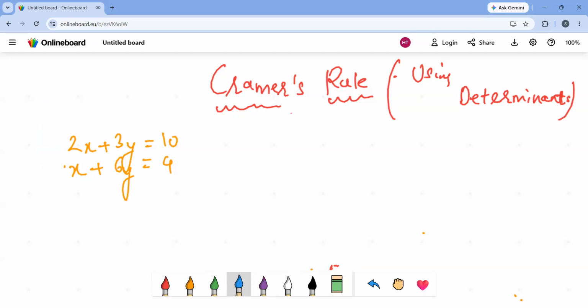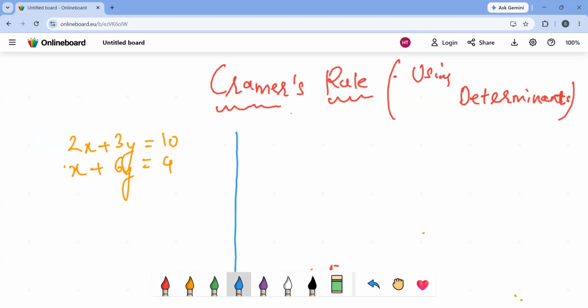Cramer's rule. We are using Cramer's rule to find the value of x and y. We have two linear equations, or sometimes three also. We use determinants to find the value of x. Otherwise, we normally use the substitution method or the elimination method to find the values of x and y, but here we will use the determinant.